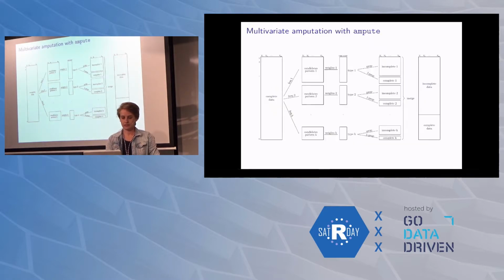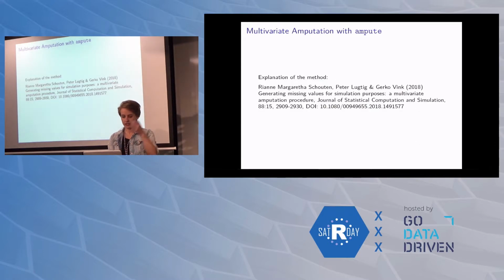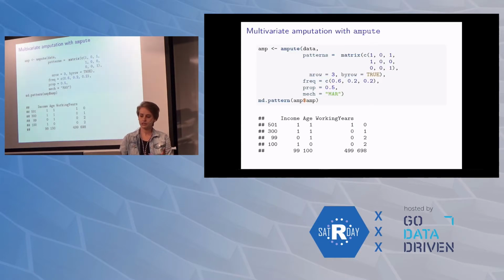So what we did is we developed a multivariate procedure. This is the procedure. It might look complicated. It is not. It's really easy. If you want to read and understand the method, we published this article, and there you can read all about it. But what we also did is we implemented the method into an R function, and that R function is called ampute, and it is in package mice, so the package I mentioned earlier.